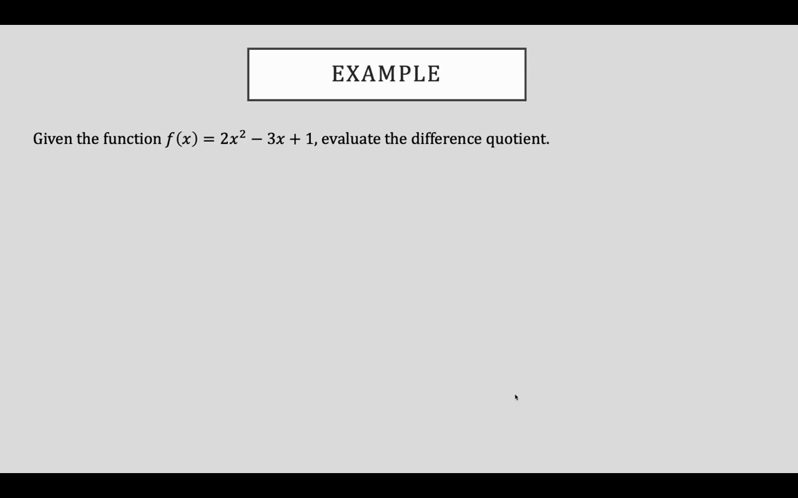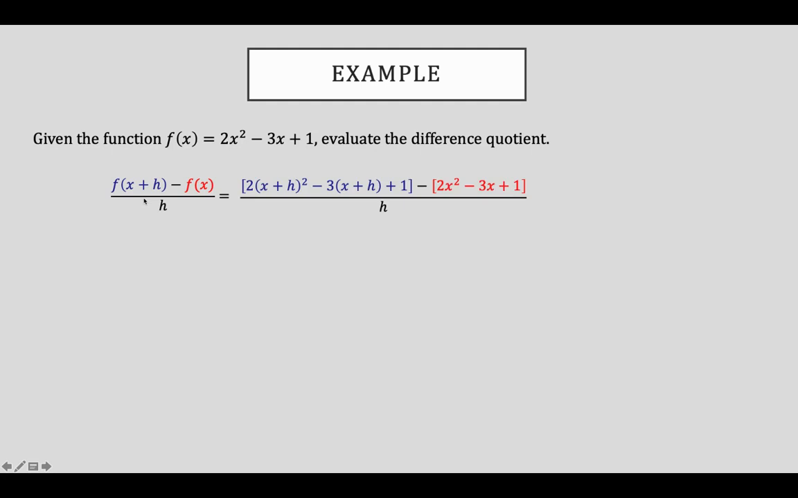Let's try another example here. Given the function f of x equals 2x squared minus 3x plus 1, evaluate the difference quotient. Again, the difference quotient is f of x plus h minus f of x, all divided by h. Well, the first part of this difference quotient is f of x plus h. That means I'm going to take every x value in my function f of x and substitute in an x plus h. That gives me 2 times x plus h squared minus 3 times x plus h plus 1, minus my function f of x. Well, that's just the original function that we started with.